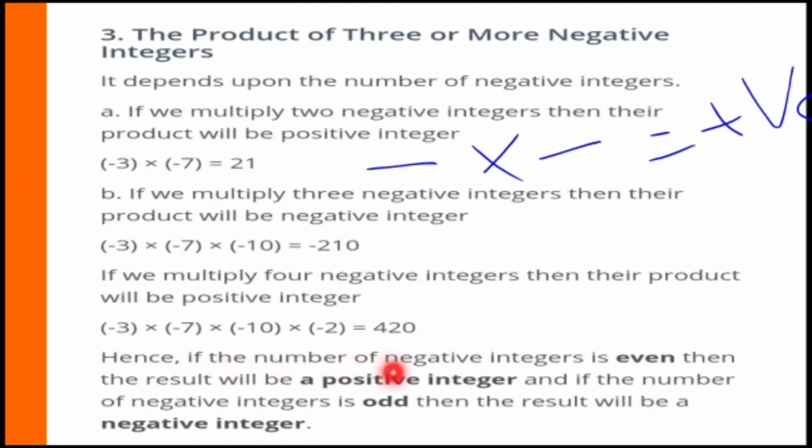So we can conclude, if the number of negative integers is even, then the result will be a positive integer. Here you can see we have 4 negative integers, an even number of negative integers. So we will always have a positive result. And if the number of negative integers is odd, then the result will be a negative integer. Here we have only 3 negative integers. So the answer will be negative.